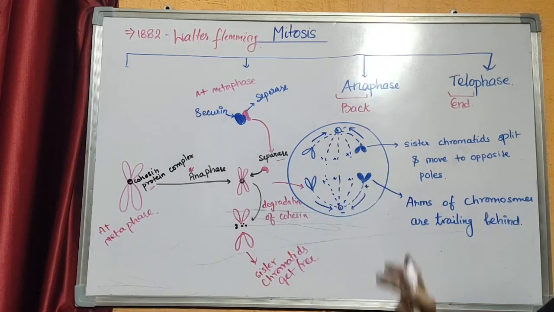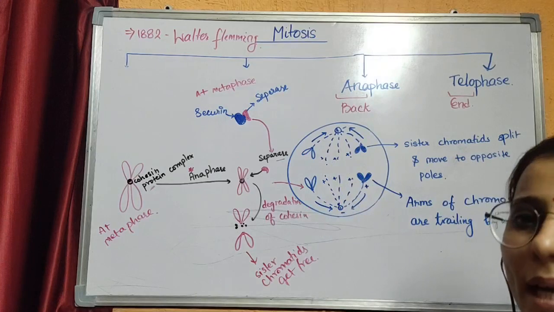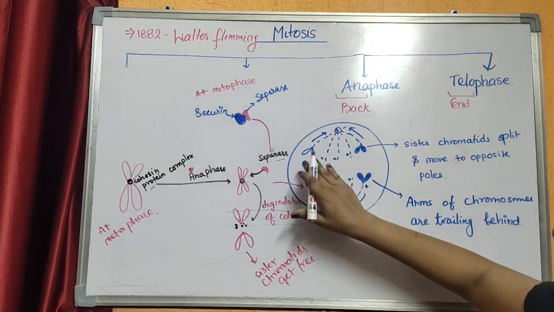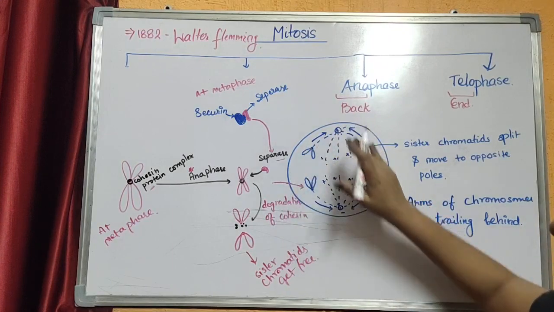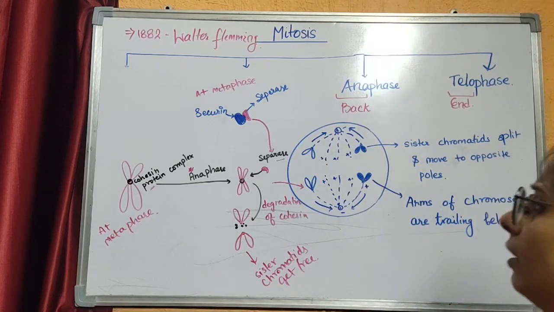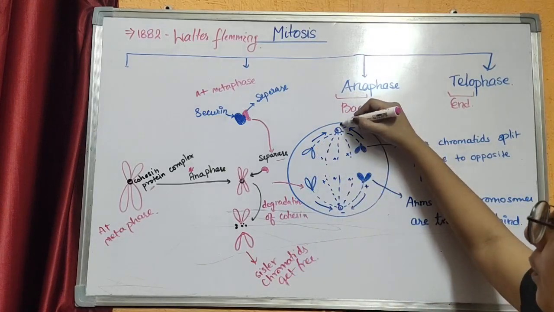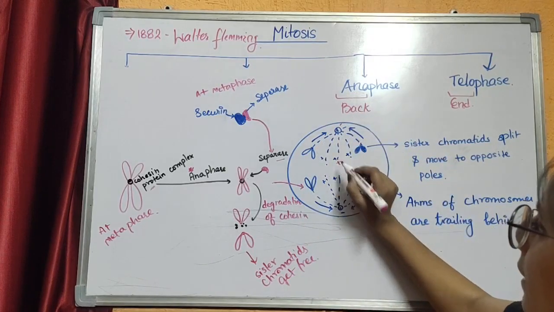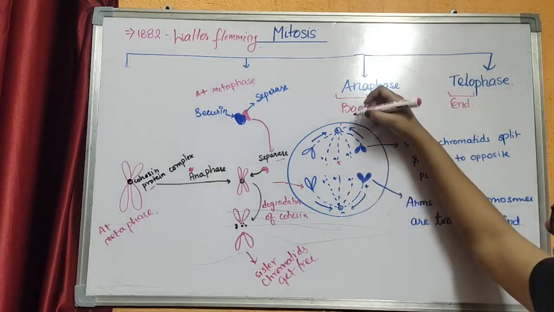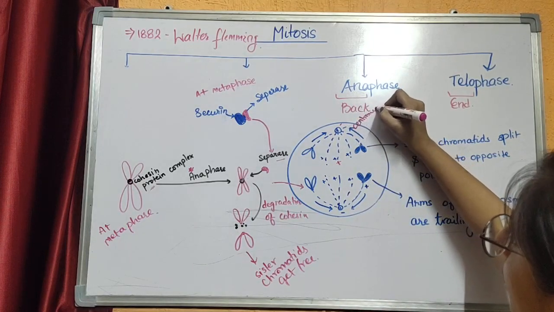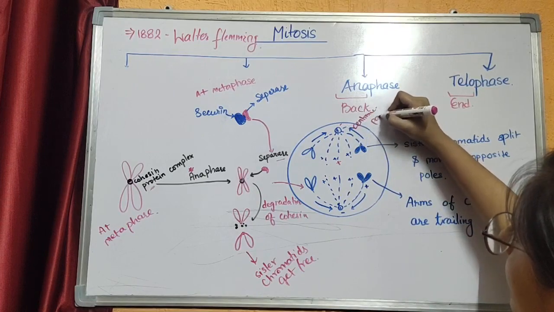The separation and movement of the sister chromatids depends on different proteins. The movement of sister chromatids to opposite poles depends on the shortening of the microtubules that are present at the two opposite poles, called centromeric points.